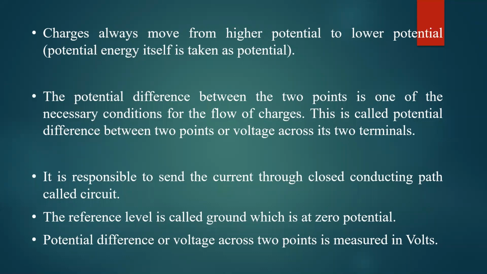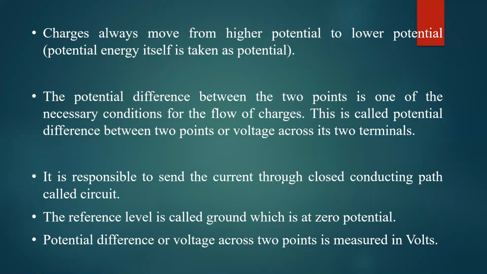This potential difference is responsible for sending the current through a closed conducting path called a circuit. What is a circuit? A circuit is a closed conducting path. That is called an electrical circuit. Current will flow through the circuit if it is closed, and components in the circuit must be conductors. Only then current will flow. So another necessary point is there must be potential difference, and there must be a conducting path. So remember these 2 points.